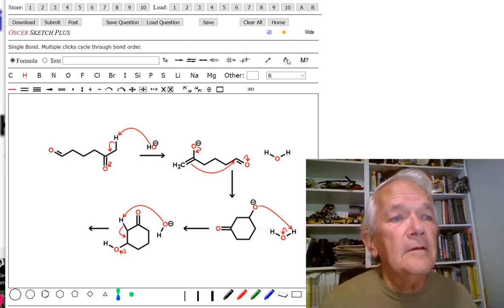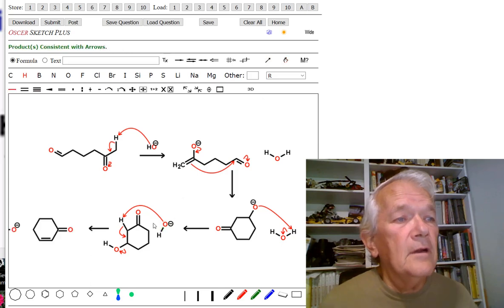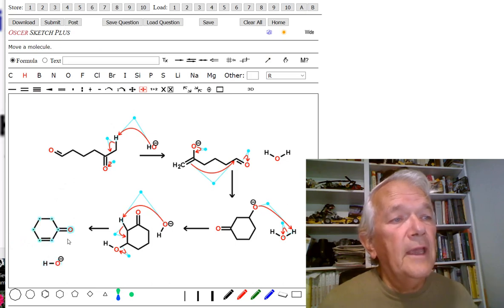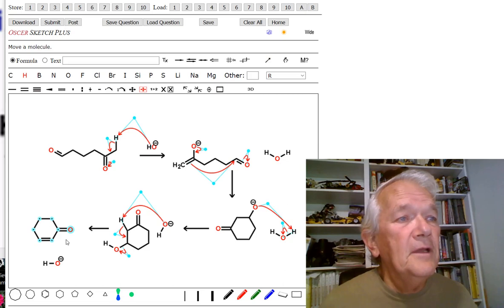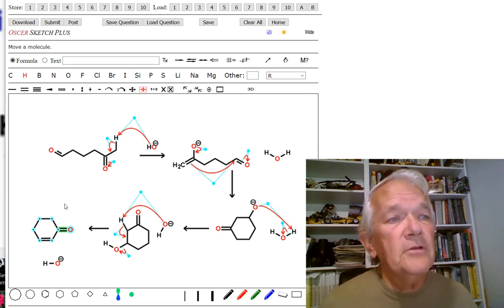And here's our final product. So our final product is simply a nice 6-membered ring. This is our good old friend cyclohexenone, which we've used a lot in the class. So that's our first example.